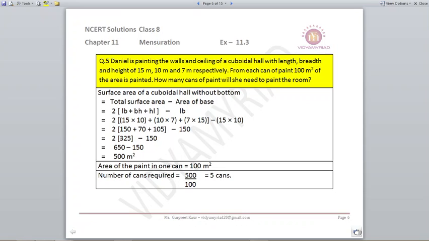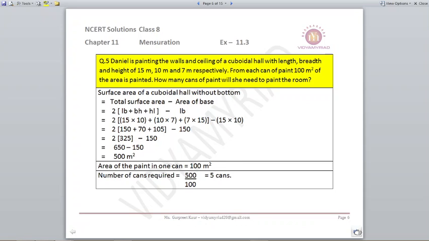So when I use the TSA, the formula is 2 into LB plus BH plus HL minus the area of the base, that is length into breadth. So length we know 15, breadth is 10 and height is 7. Fill this in the formula, you will get your answer as 500 meters square. So this is the area of the cuboidal hall without the bottom, which needs to be painted.